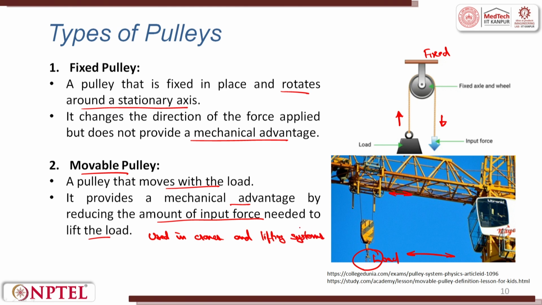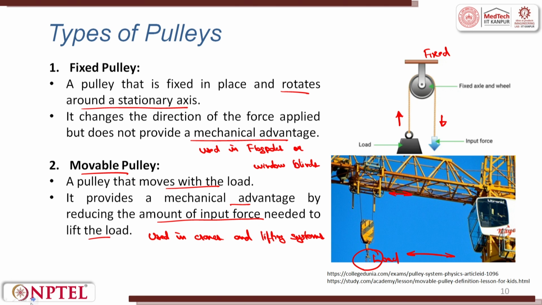And a general fixed pulley is commonly used in flagpoles, or maybe for your window blinds, where mechanical advantage is not required.